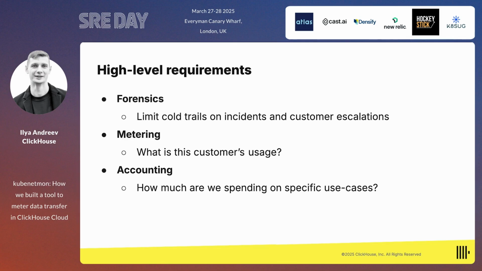Once we know individual connections, we want to know which workloads they're attributed to, which customers, what exactly they are doing. And then there is accounting, which is about larger rollups, like this particular business use case, such as supporting cross-regional backups, cost us this much in the second quarter last year, for example.